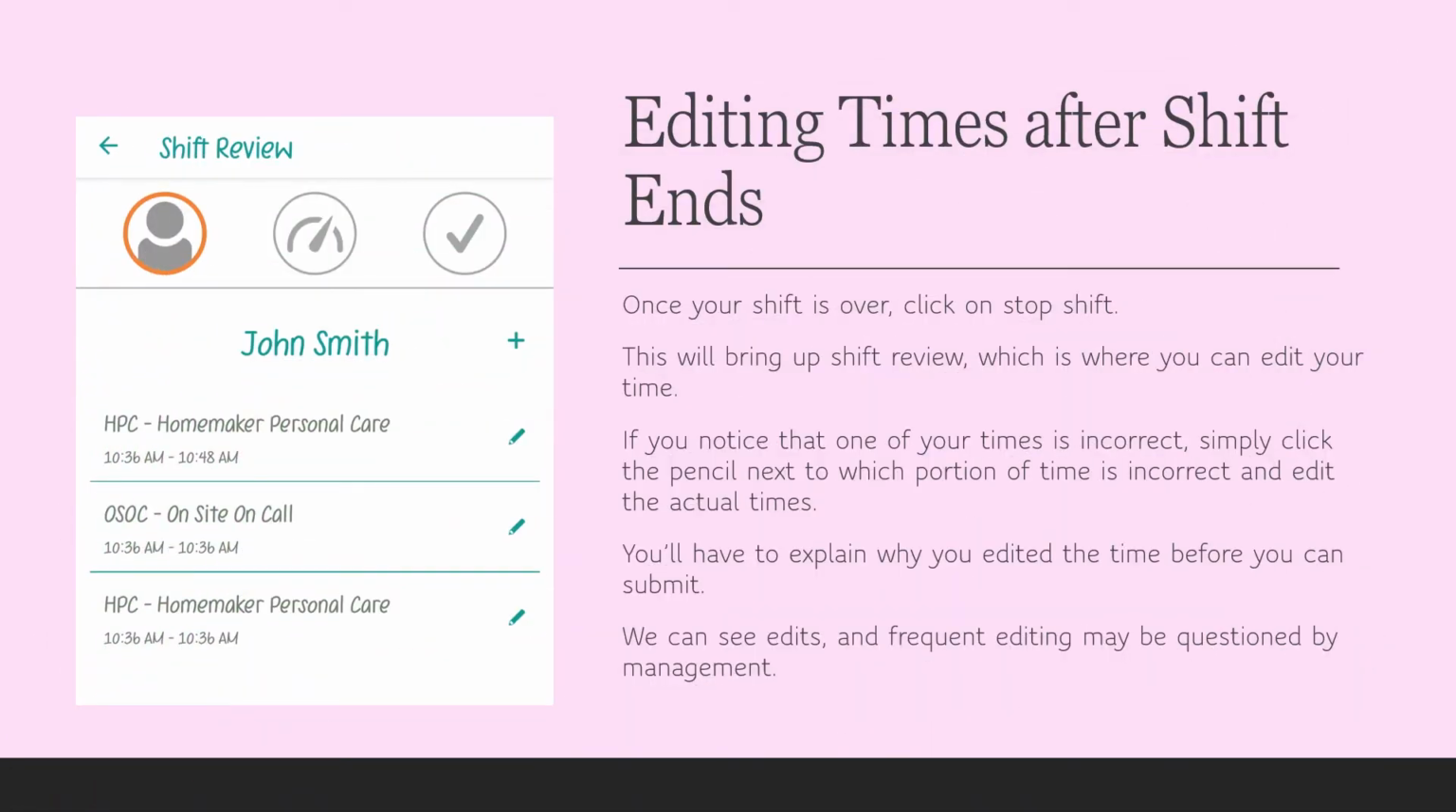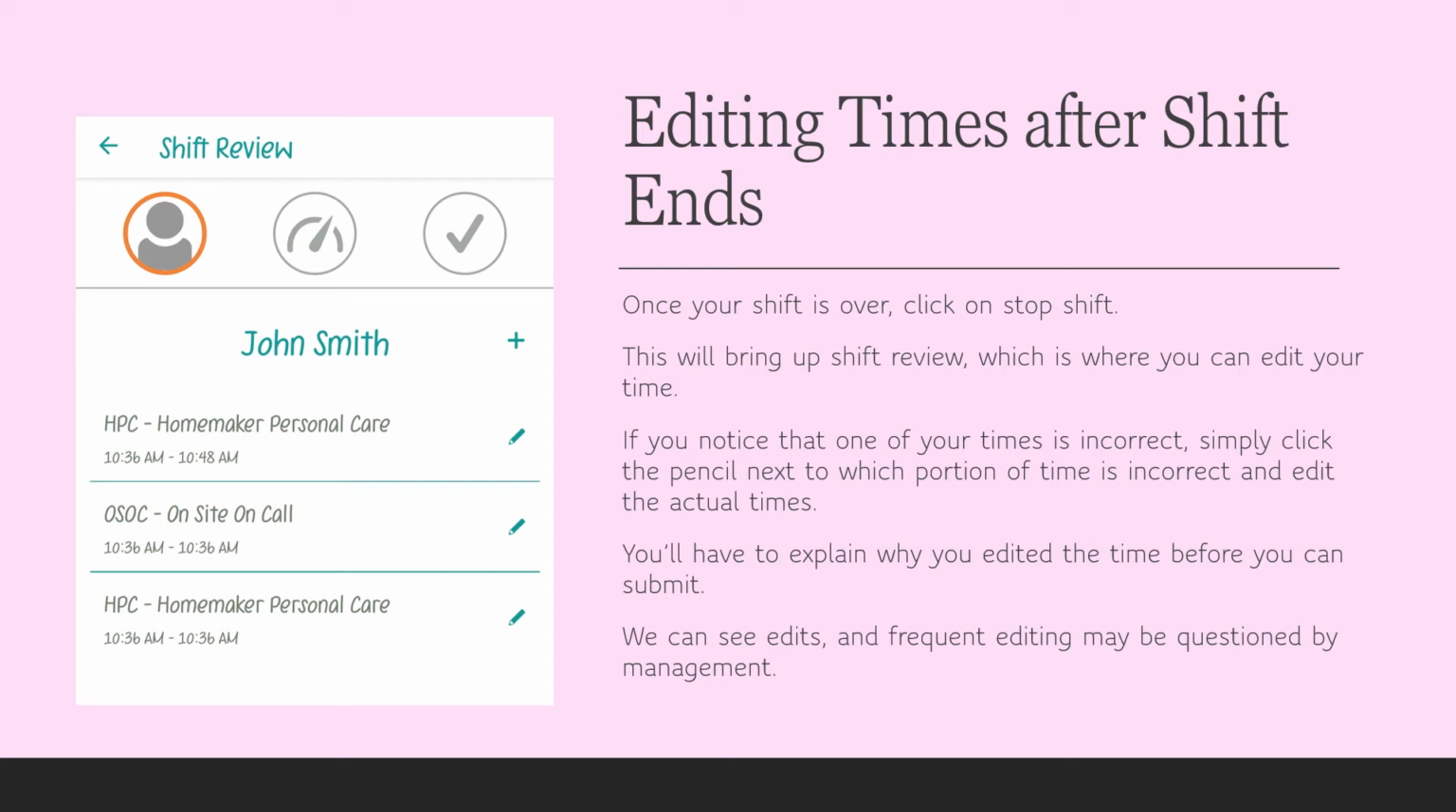So editing times after shift ends. Once your shift is over, on the main page where you would click on Stop Shift, this is the menu that would pop up when you click on Stop Shift. It's a shift review, which is where you can edit your time if needed. If you notice that one of your times is incorrect, simply click the pencil next to which portion of the time is incorrect and edit the actual times.